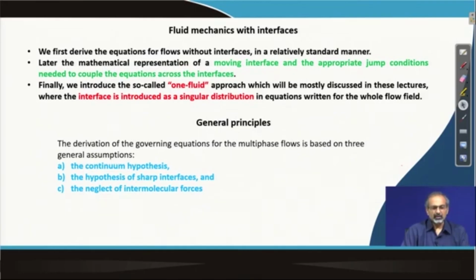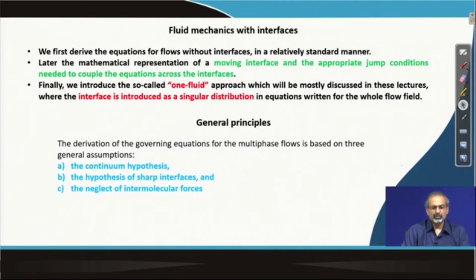And then later, the mathematical representation of a moving or evolving interface and the appropriate jump conditions need to be coupled with the equations across the interfaces. So, once you appropriately account for these conditions at the interface, then the same sort of governing equations can be made usable for a multiphase problem.